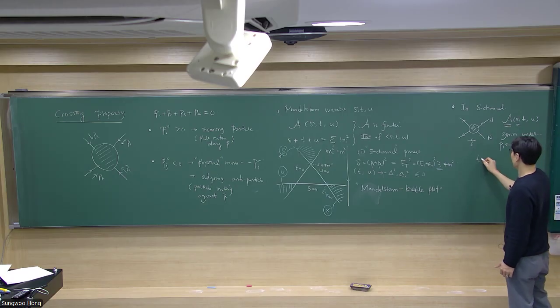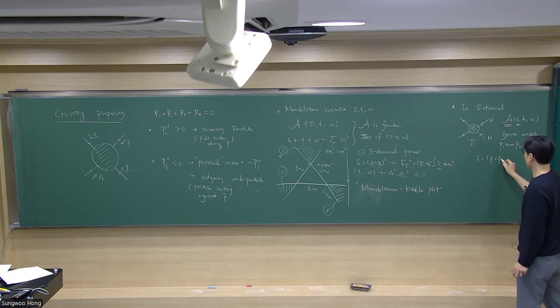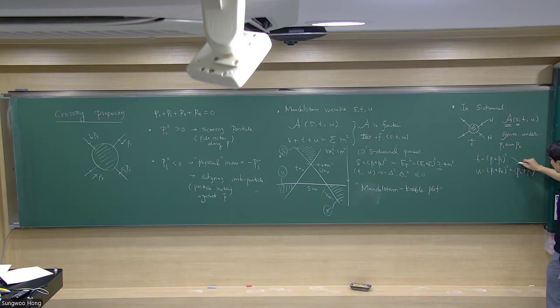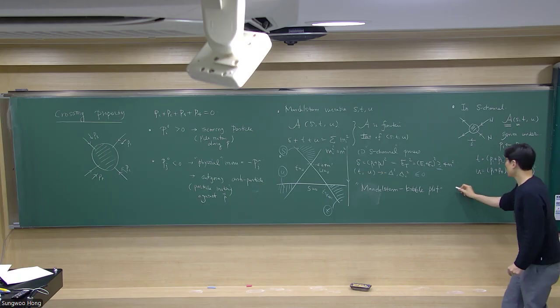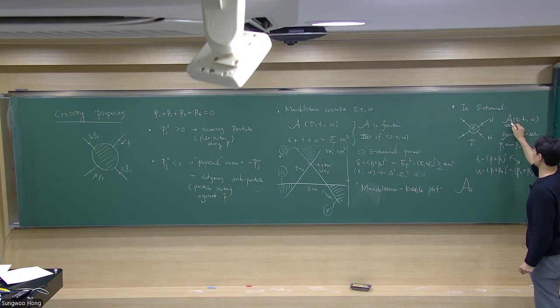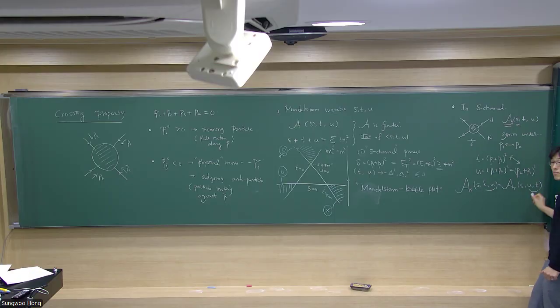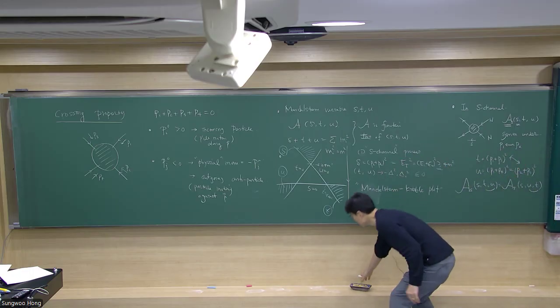So then what is it? T is P1 plus P3 squared. U is P1 plus P4 squared. But by energy momentum conservation, this is equal to P2 plus P3 squared. So these are related by swapping P1, P2. So what it means is that the S channel amplitude has to satisfy M(S, T, U) is equal to M(S, U, T). Okay? So the amplitude has to satisfy this property. You can ask the same question.